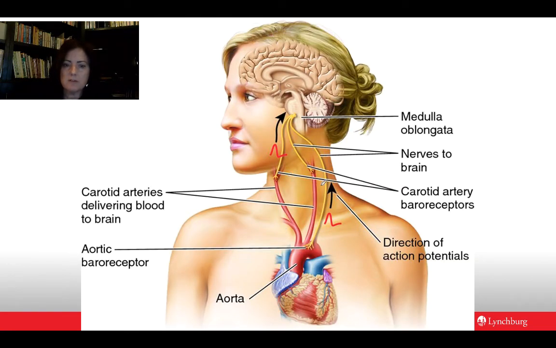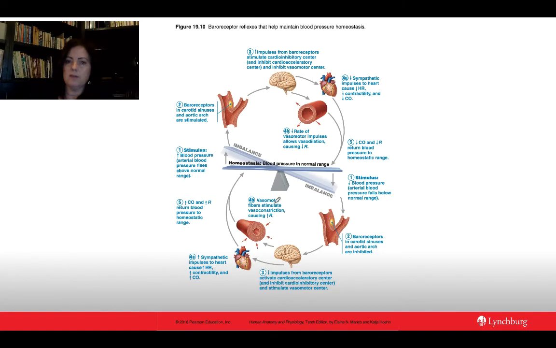This is baroreceptors. This is the aortic arch here, and it shows communication traveling up to the medulla in the brainstem and conveying that information. This is also a nice summary of what we just talked about. This is in your Marieb textbook.